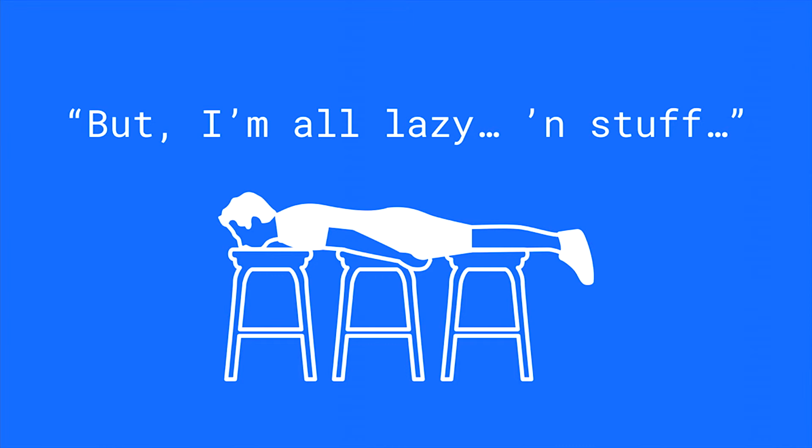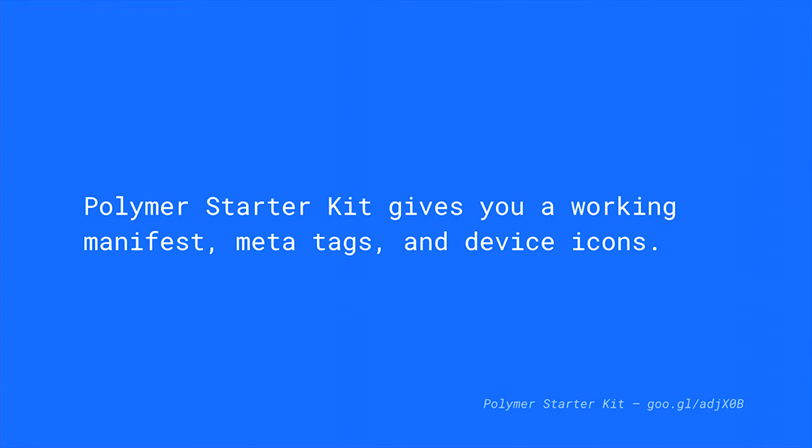And so I gave a little plug to our Polymer Starter Kit project earlier, and I'll give it another one here. If you go check out Polymer Starter Kit, you can just Google Polymer Starter Kit or go to developers.google.com/web/tools. Polymer Starter Kit already includes a working web app manifest. It includes all those meta tags for you. It includes all the different icons that you need at all the right sizes. And all you have to do is take that and start adding your own content. So if you're lazy like me and you don't remember all that stuff, you can just go there and do that.